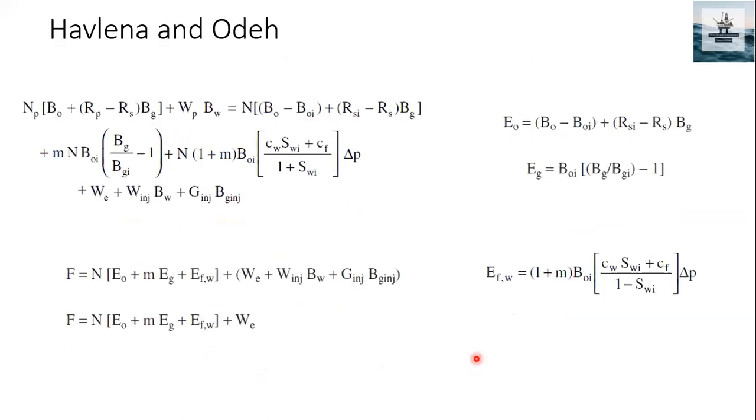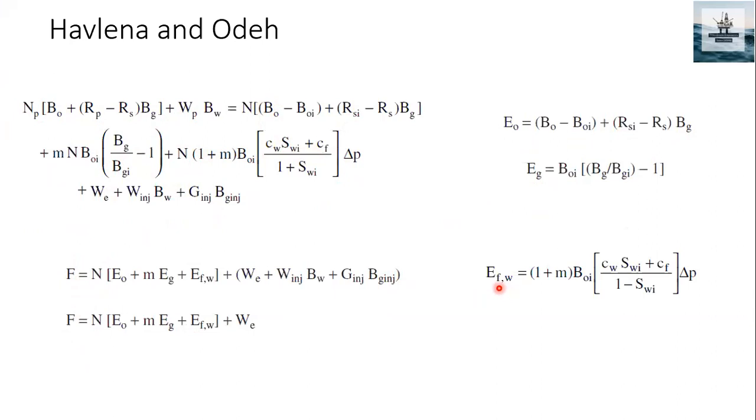So we can reduce this even more to this equation. In place of NP into (BO plus (RP minus RS) into BG) plus WPBW, we can write F. F is equal to N. This whole term can be named F. F means the amount of fluid withdrawal. That is equal to N into EO. This whole term has been adjusted to EO. Since M is there, this term has been adjusted to EG. And this whole term has been adjusted to EFW.